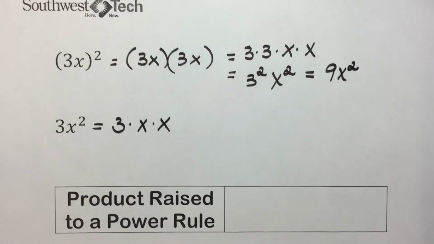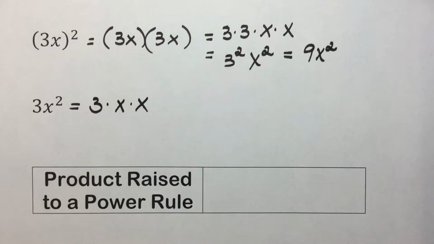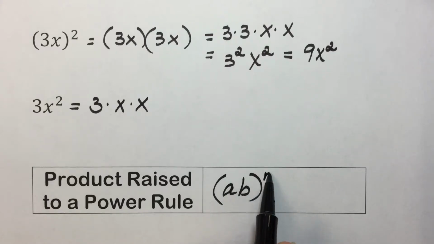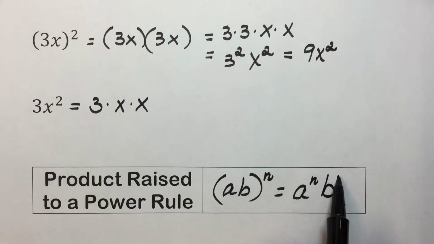When we have a product raised to a power, like we did in this first example, for any numbers a and b and any whole number n, if we have a product raised to a power, each one of those factors of that product is raised to that power.